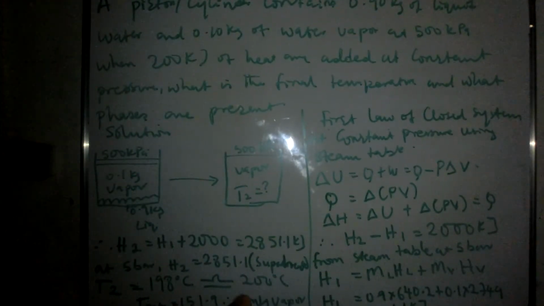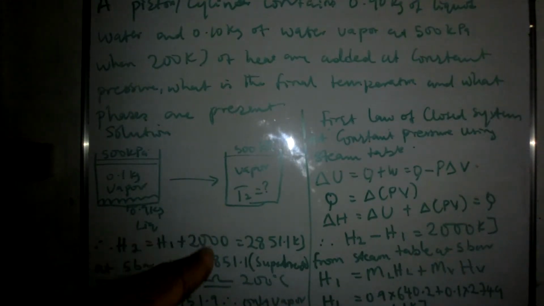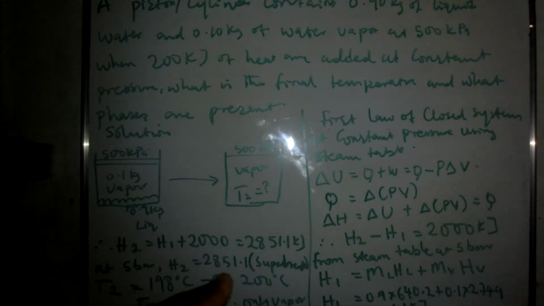And what phases are present? You can simply say that it's only vapor, because the heat involved here is very high, and the temperature here is 200, which is higher than the saturated temperature. So at this time you'll have only vapor, because 200 degrees Celsius is far higher than 151.9. So that is that.